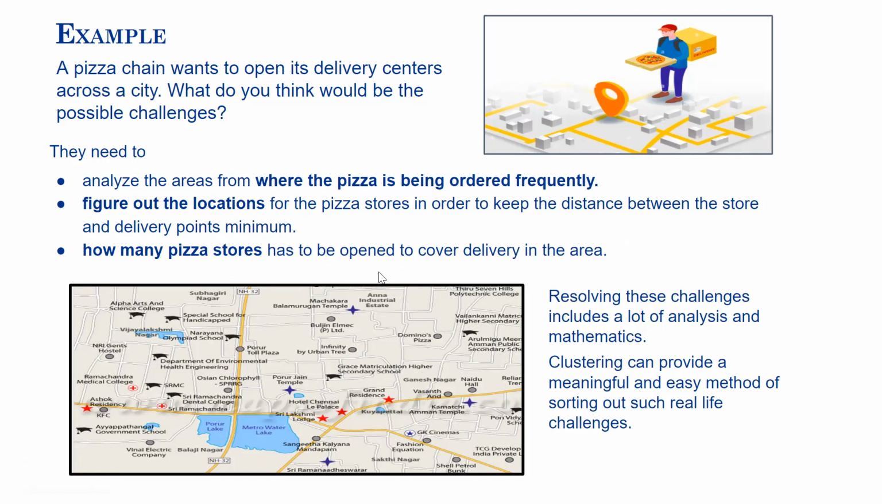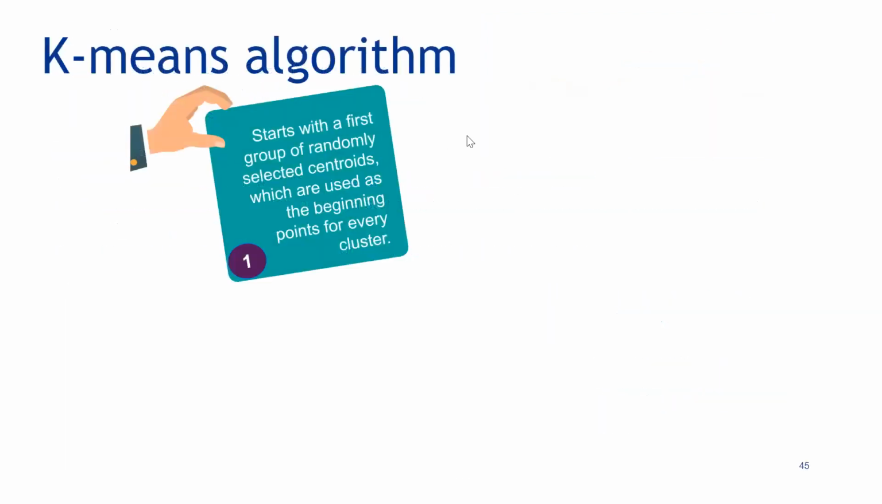They will keep all those things in mind, and then decide where they can locate their pizza stores. Resolving these challenges includes a lot of analysis and mathematics. Clustering can provide a meaningful and easy method of sorting out such real life challenges. So that was one example of clustering. Let's move ahead and see the K-means algorithm.